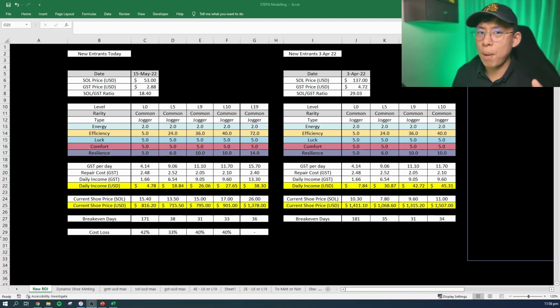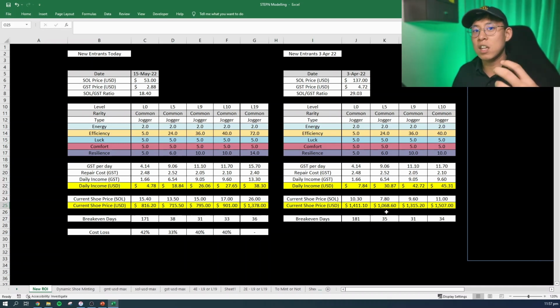So if you compare the two scenarios on the different days, you'll realize that there is a cost reduction of 30 to 40% on the 15th of May as compared to the 3rd of April. And you can see in the shoe prices, a shoe price of a level 5 sneaker today is about $715, as compared to the same sneaker back then being just over $1,000.